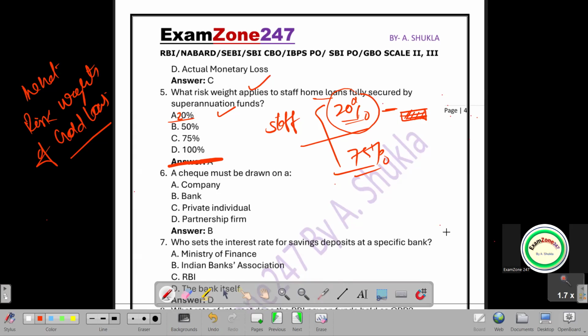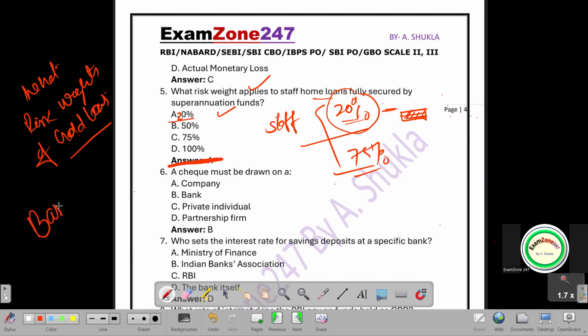See, what do you understand by risk weight? Risk weight is generally the concept related to the Basel norms. Okay. This is defining the capital charge.